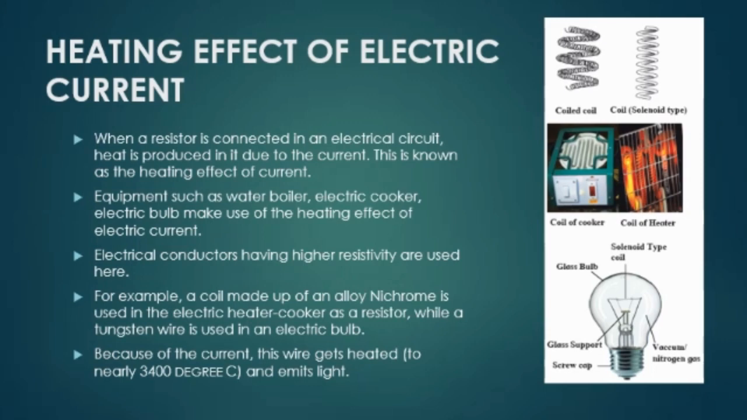So that heating effect can be used in certain equipment such as water boiler, electric cooker, electric bulb, and these are all equipment that we commonly use. So the heating effect of electric current has wide application in physics. Understood everyone?